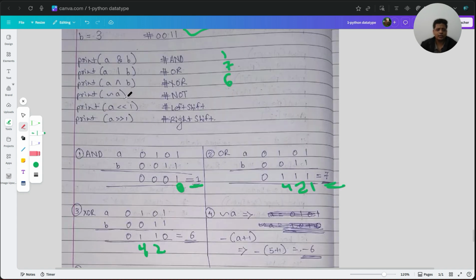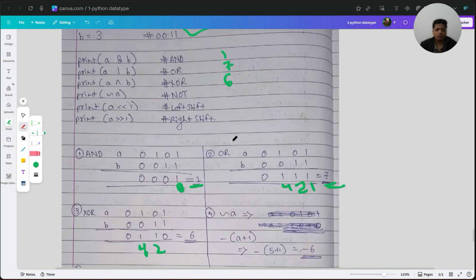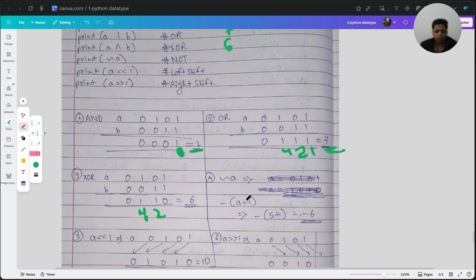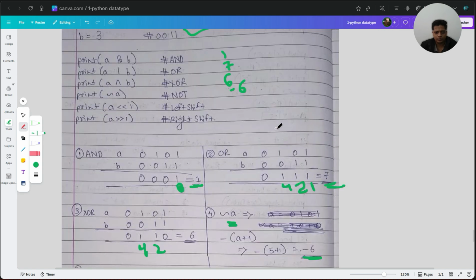So print the negation of A, that is not A. How do we find the negation of a value? For finding the negation of a value, we have a formula. If negation of A is asked, then it is equal to minus of (A plus 1). So negation of 5 is minus of (5 plus 1), that is minus 6. So for this negation of A, the output will be minus 6.